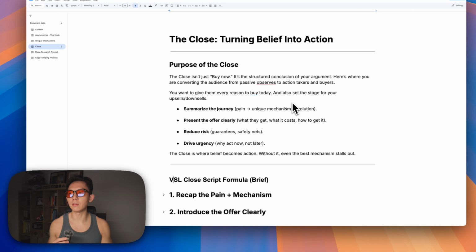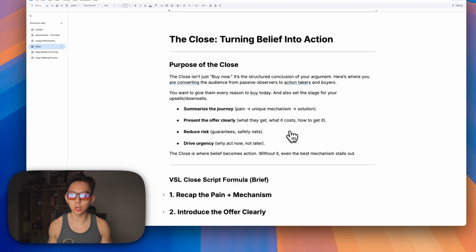This is where you turn belief into action. Right? The purpose of the close is the structured conclusion of the argument. So here's where you're converting the audience from passive observers to action takers and buyers, right? You want to give them every reason to buy today and also set the stage for your upsells or downsells.